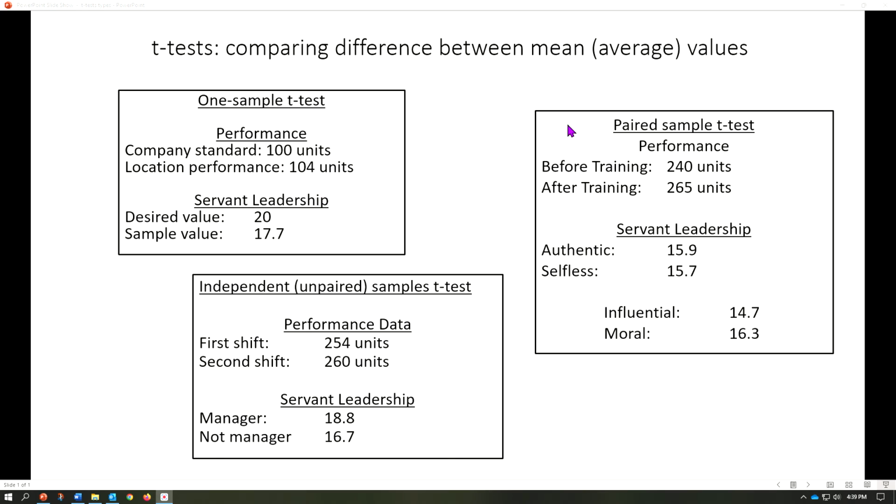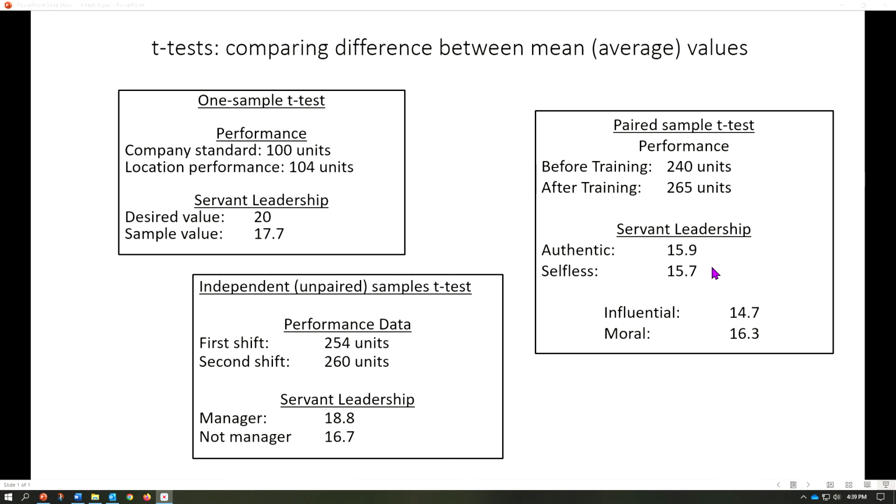Another type of t-test is a paired sample t-test. In this particular example, what we are looking for is, for example, maybe a pre-post test. So in this case, we have a training program, and before training, our team is manufacturing or selling at a volume of 240 units. After the training is over, we measure again, they're at 265 units. We want to see if this is actually a statistically significant difference and a significant increase in the amount of units.